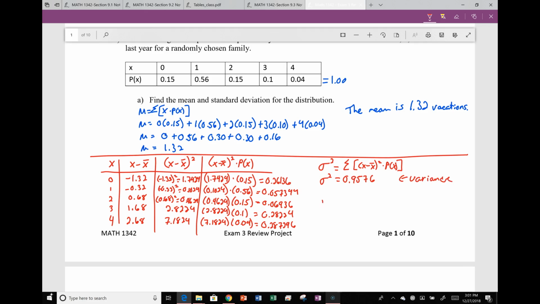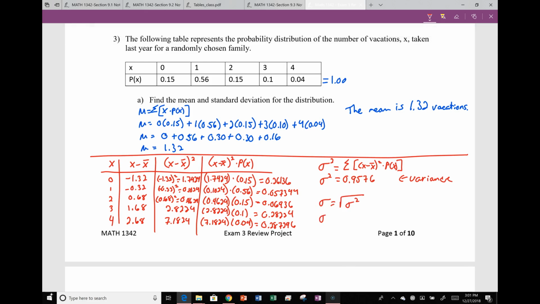Our standard deviation, of course, is the square root of that variance. So we take the square root of 0.9576, and so we get 0.97857. This is the standard deviation of this particular probability distribution.